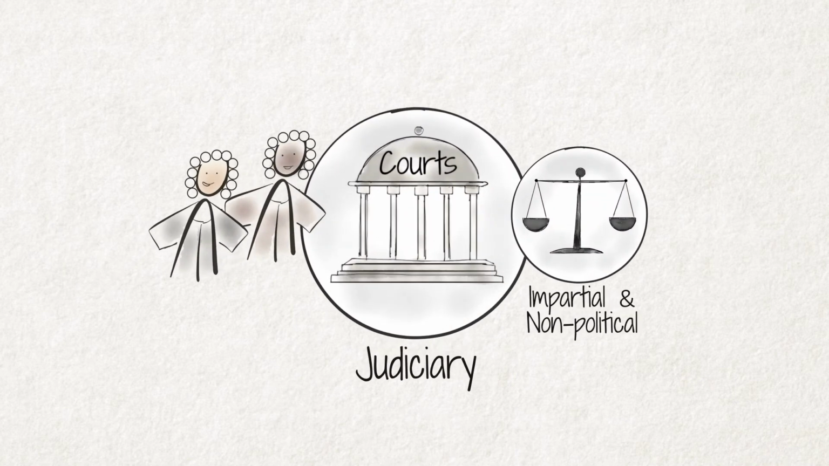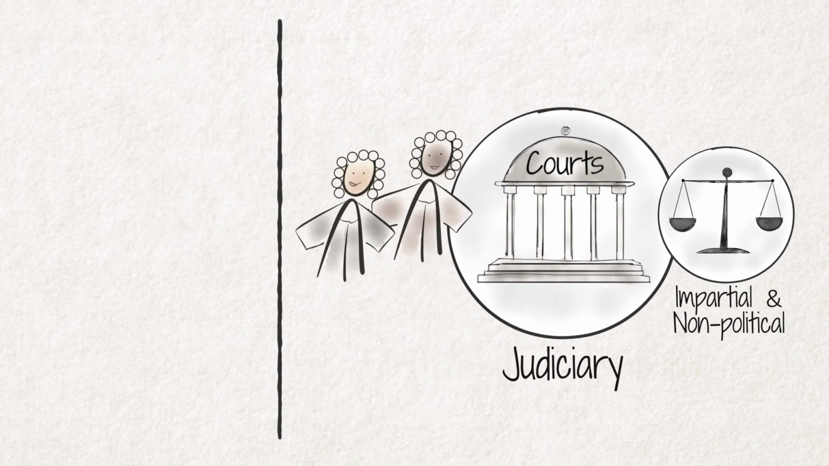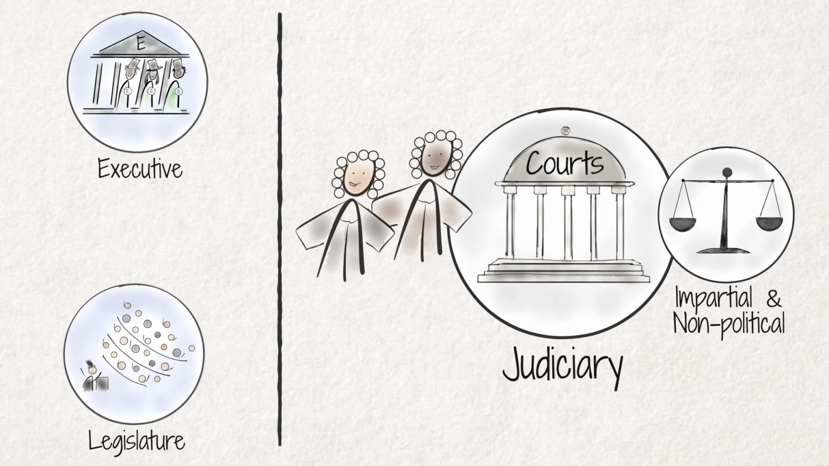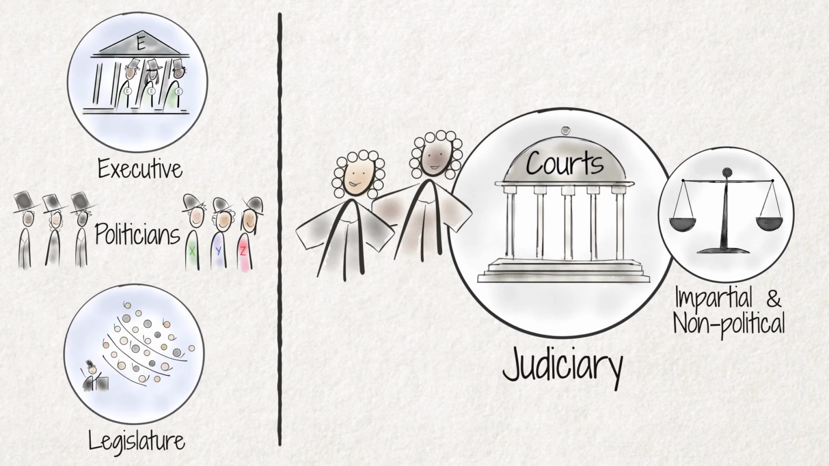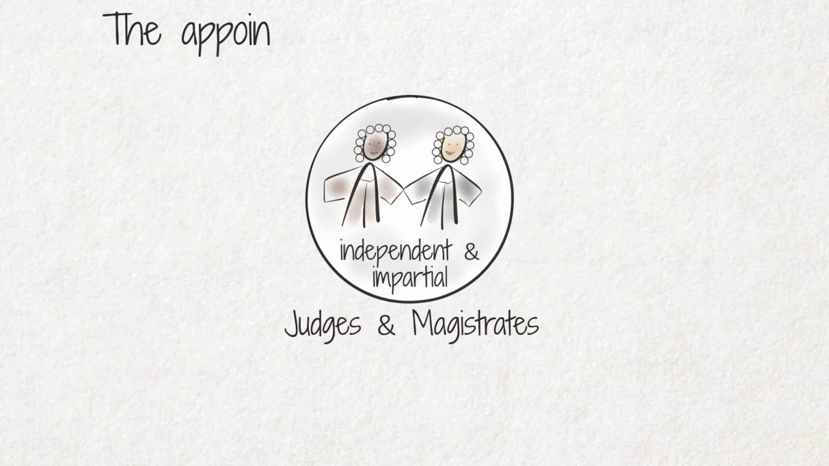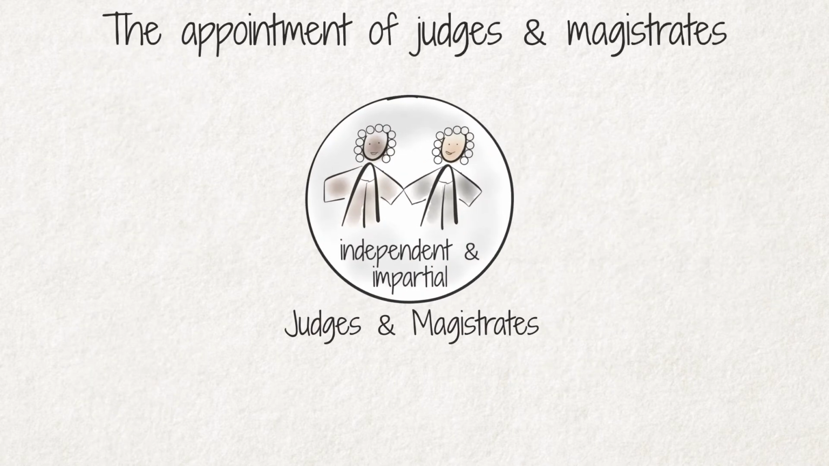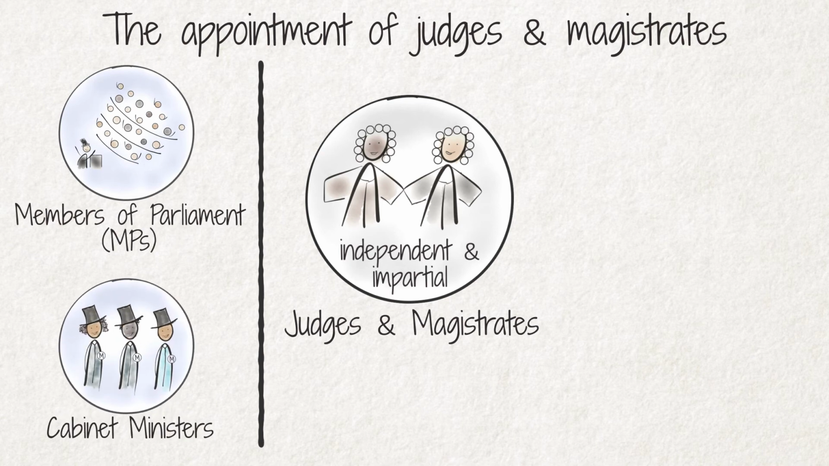This is why the judiciary has to be impartial and non-political, while the other two branches of government are made up of politicians who work along the lines set out by their particular party. Because judges and magistrates must be independent and impartial, it is very important that they are appointed in a different manner than MPs or cabinet ministers.